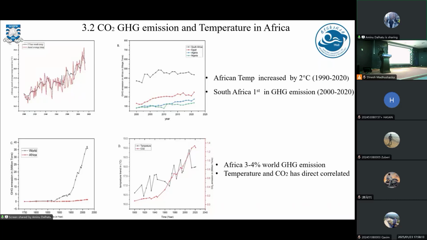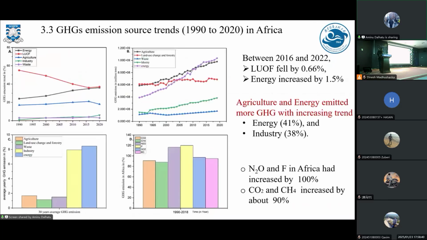So if some students are in master's or PhD, you can study why it is higher in your country. In Africa, 3 to 4% of world greenhouse gas emission is emitted, but our GDP is roughly equal to the world level. The impact is high. Even if the emission is low, the impact is too high relative to the world level.